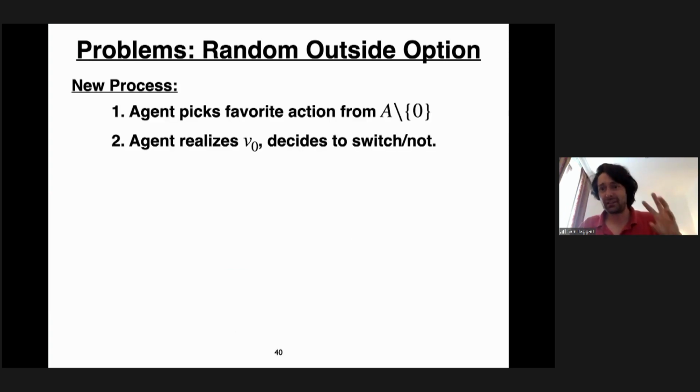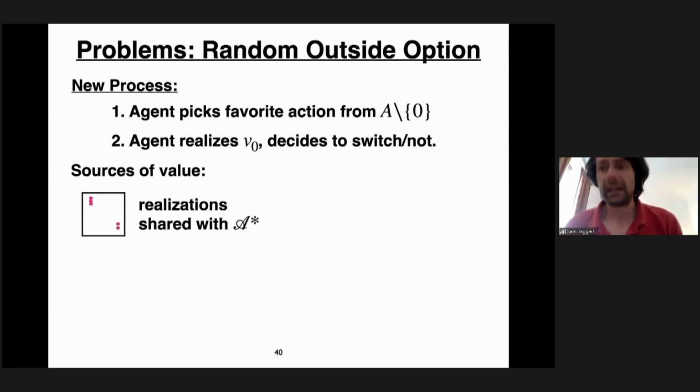You can think about the process of the agent choosing as going the following way. They pick their favorite inside action, their favorite action that isn't action 0. And then they realize the value for action 0 and decide if they want to switch. So really, it's like the same decision that they had to make before, but now something could go wrong at the very end. And now we can ask ourselves, in the 3 approximation proof, what breaks now?